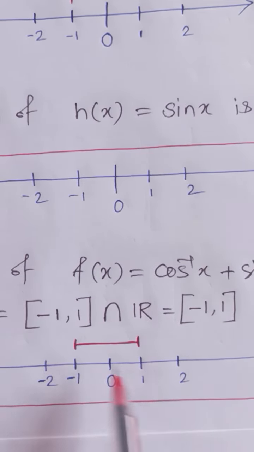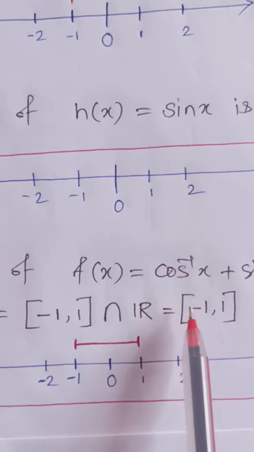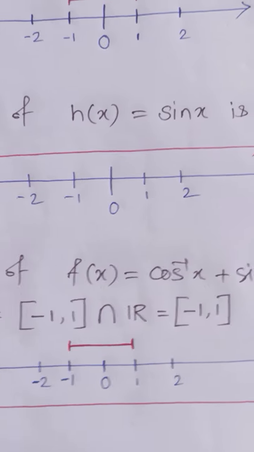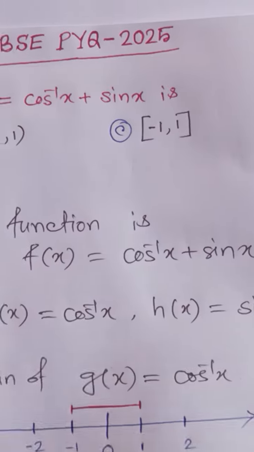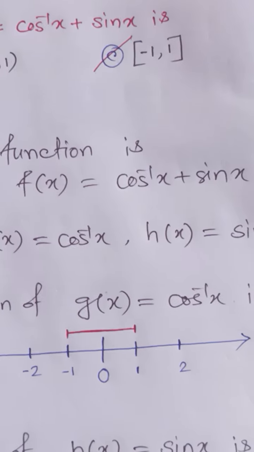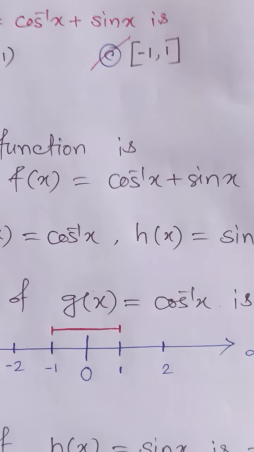So the common domain, that is the common portion, is the closed interval -1 to 1. So this is the answer. So what is the correct option? Option C is the correct option. Very easy problem but conceptual problem.